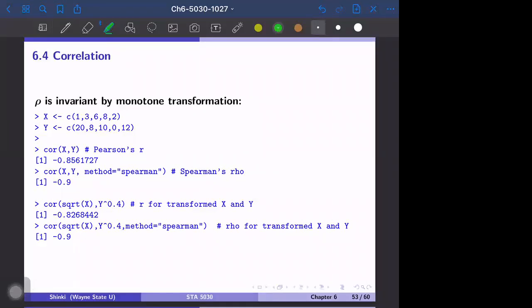And one good property is that rho is invariant under monotone transformation. So if we think about the Pearson's correlation of X and Y, Pearson's correlation changes if we do a transformation of X and Y. The square root function doesn't change the order. You can see the square root of X is a monotone increasing function if Y is equal to square root of X, then that is a monotone function. And also Y to the power 0.4 is a monotone function again.